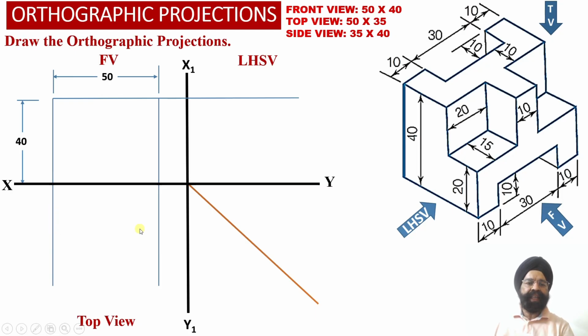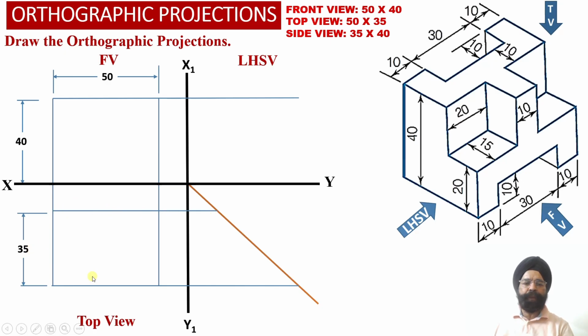So we know that the width of the solid in the top view is equal to 50 millimeter, which we have already obtained, and the depth of the solid happens to be 35 millimeter. So now we are going to draw two horizontal projector lines in the top view orthographic projection separated by a distance of 35 millimeter, which happens to be the depth of the solid.